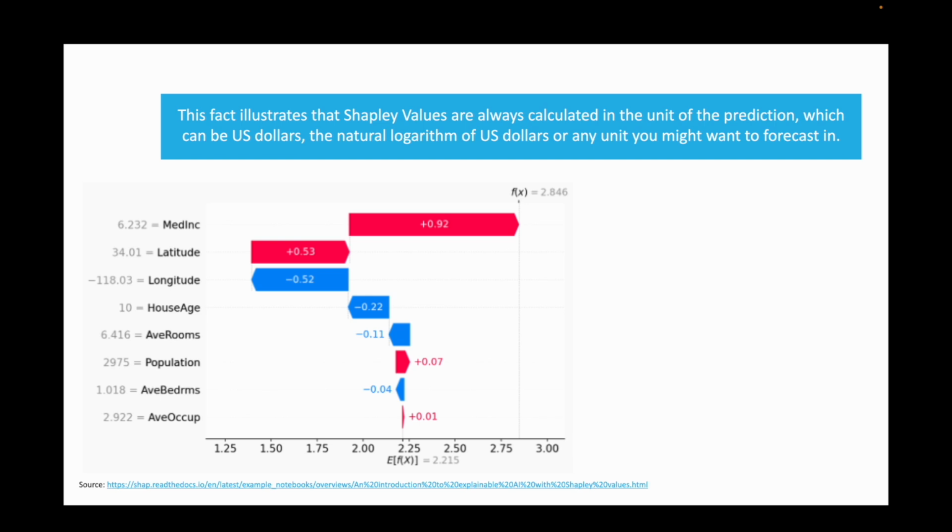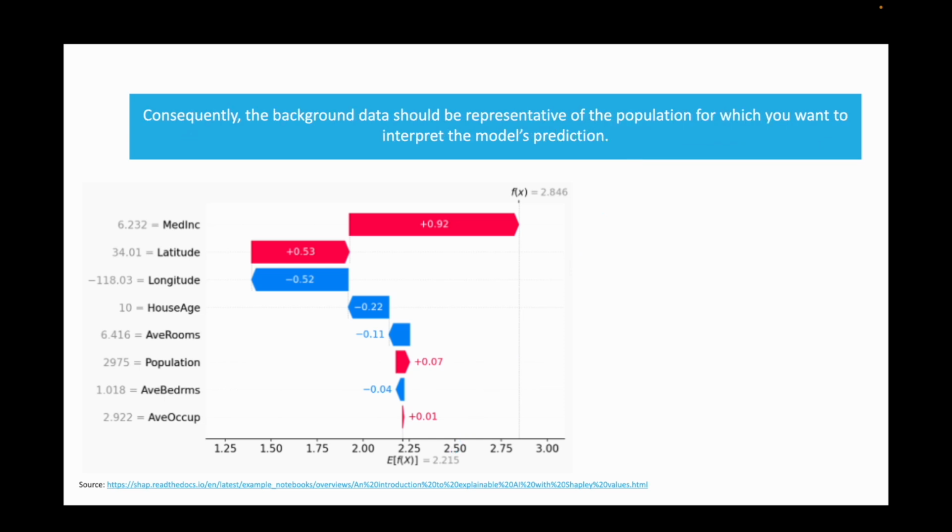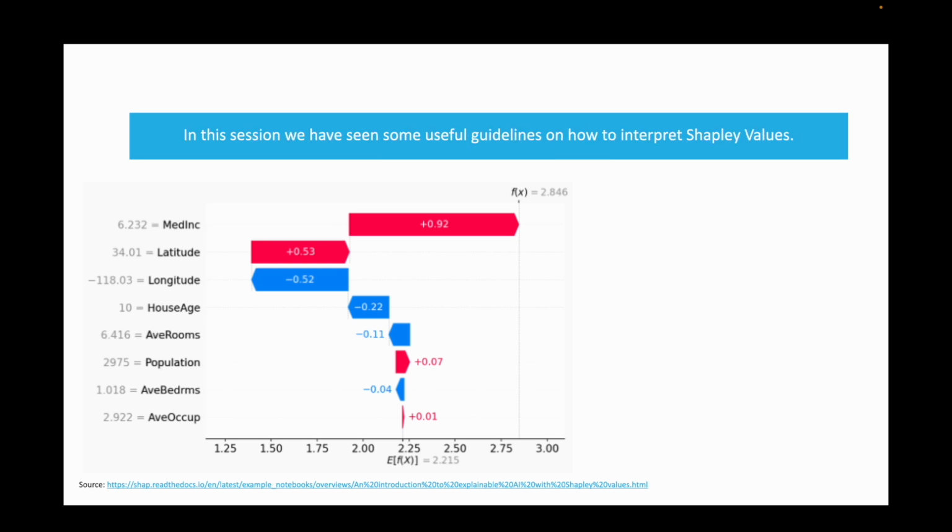This fact illustrates that Shapley values are always calculated in the unit of the prediction, which can be US dollars, the natural logarithm of US dollars, or any unit you might want to forecast in. Also note that the average prediction is derived from the background data, that is, the input data that was given to the Shap library when calculating the Shapley values for the prediction example. Consequently, the background data should be representative of the population for which you want to interpret the model's prediction.